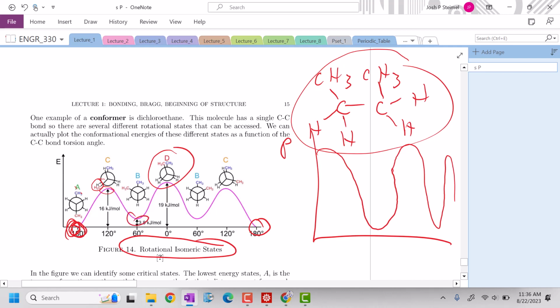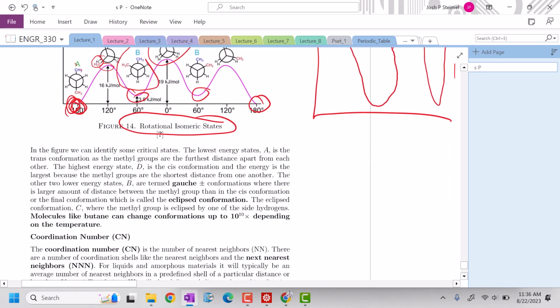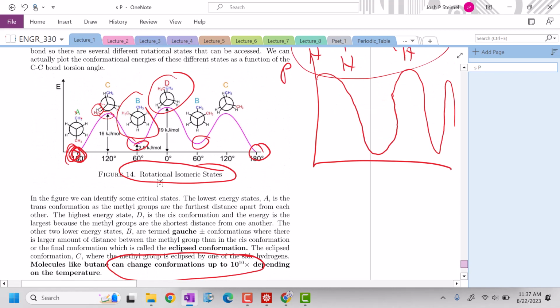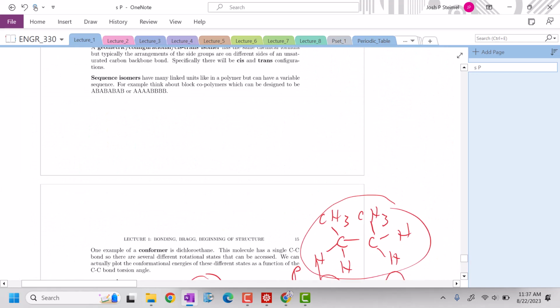But you could also have these local minimum states. We call these the gauche plus and gauche minus. You see they're not overlapping or eclipsing each other here. That's why you see these. So those are some things that you probably haven't heard before. And you can see how fast, 10 to the 10 times per second, they can change these configurations. It's unbelievable. Things are moving. We're not just static. Materials are always fascinating.